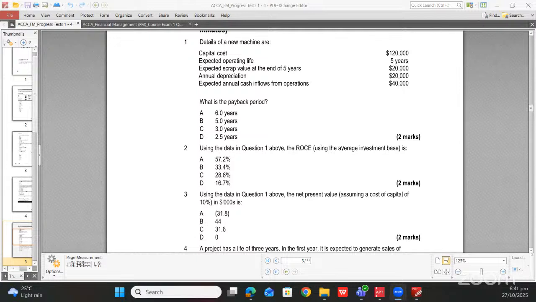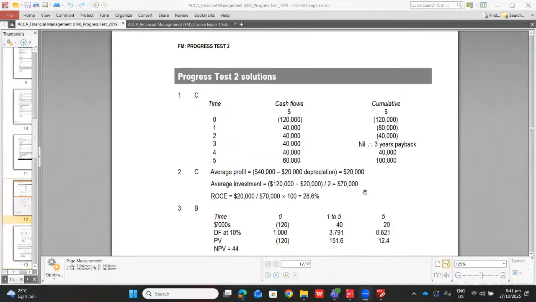All right, so let's look at question 3. Here we have the workings for question 3. Question 3 says, using the data in question 1, calculate the NPV. We know it's 40,000 per annum, so they use the annuity. You may not have done the table the same way, but you'd have got the same result. At year 0, you spend 120. Years 1 to 5, you receive 40,000. And in year 5 as well, you sell it for 20,000, so you get an additional 20,000.